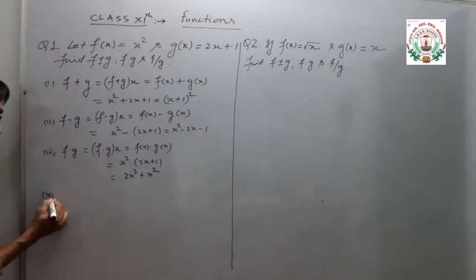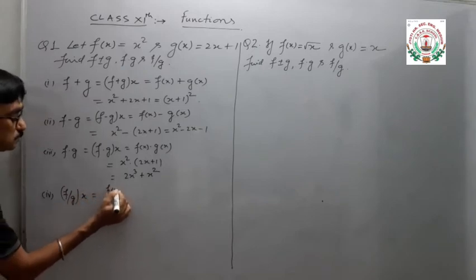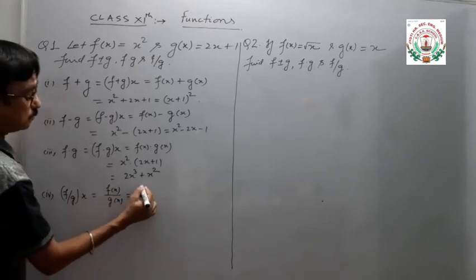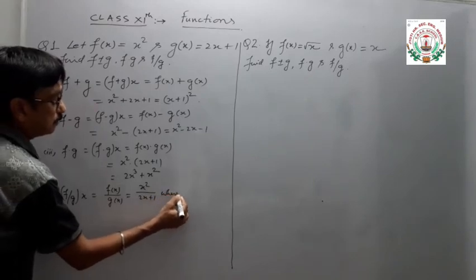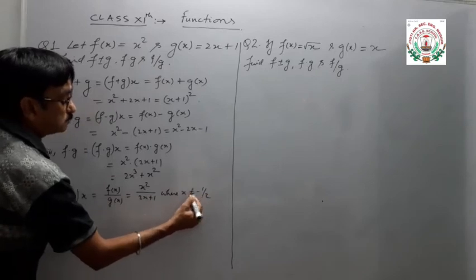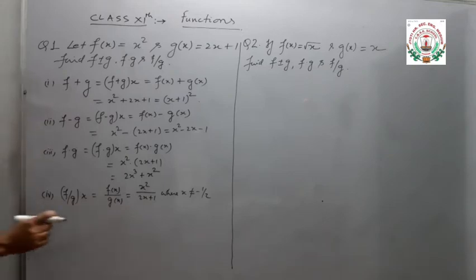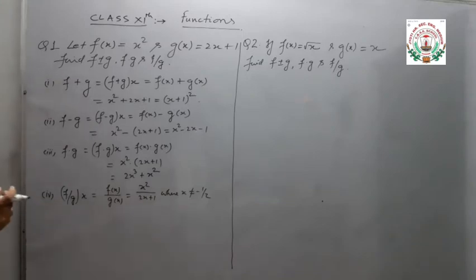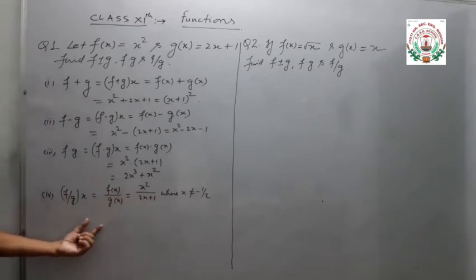Fourth, (f divided by g) of x equals f of x upon g of x, which equals x square upon 2x plus 1, where x should not be equal to minus 1 by 2. अगर x की वैल्यू माइनस 1 बाई 2 हो जाएगी तो ये फंक्शन नॉट डिफाइंड हो जाएगा. यहाँ 2x प्लस 1 इक्वल टू 0 अगर करते हैं और उसको सॉल्व करते हैं डिनोमिनेटर को, वी विल गेट x इक्वल्स टू माइनस 1 बाई 2. सो फॉर x इक्वल्स टू माइनस 1 बाई 2 द फंक्शन इज नॉट डिफाइंड.